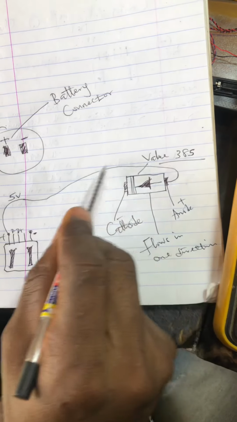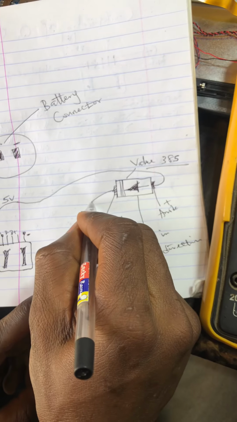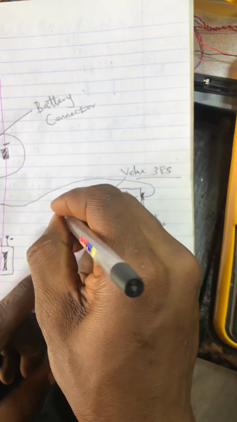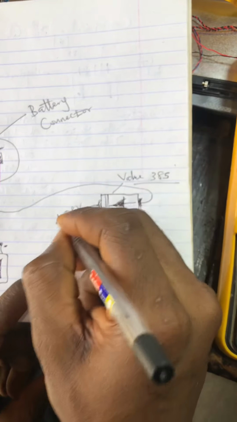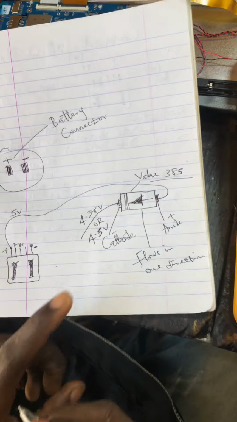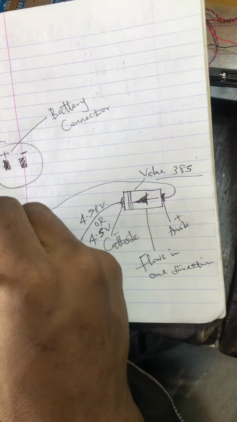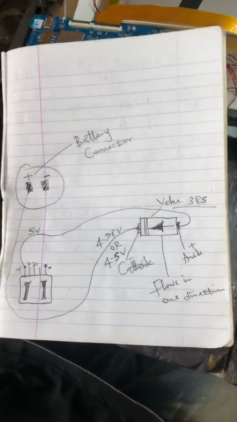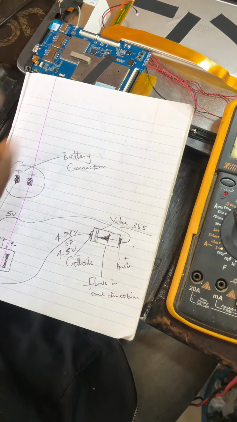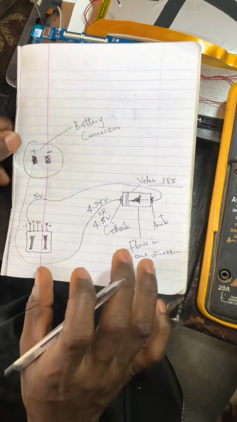So the 5 volts will be going to the anode of the diode. So the diode will now pass it forward. Like I said before, your diode moves in forward direction, not backward direction. So your diode is going to step down the 5 volts either to 4.98 volts or 4.5 volts. So you can now run a jumper wire from the other side of the diode to the battery connector, the positive side of the battery connector. So that is what you'll be doing.